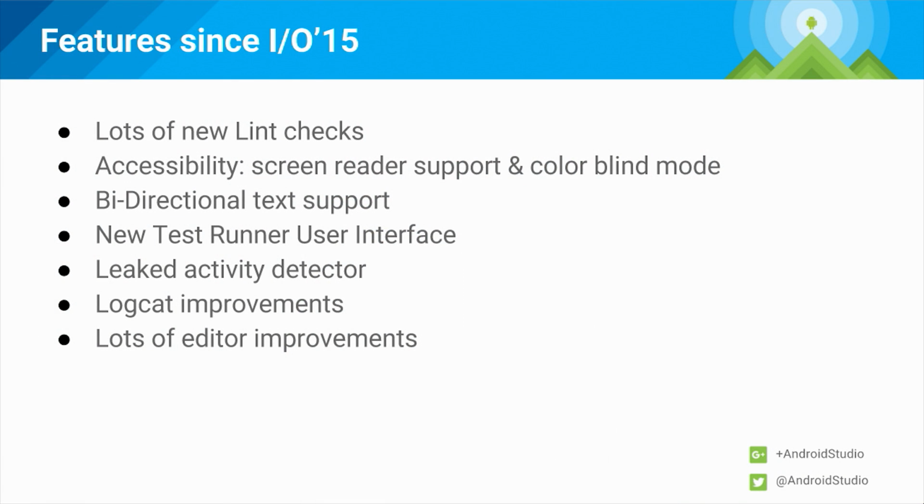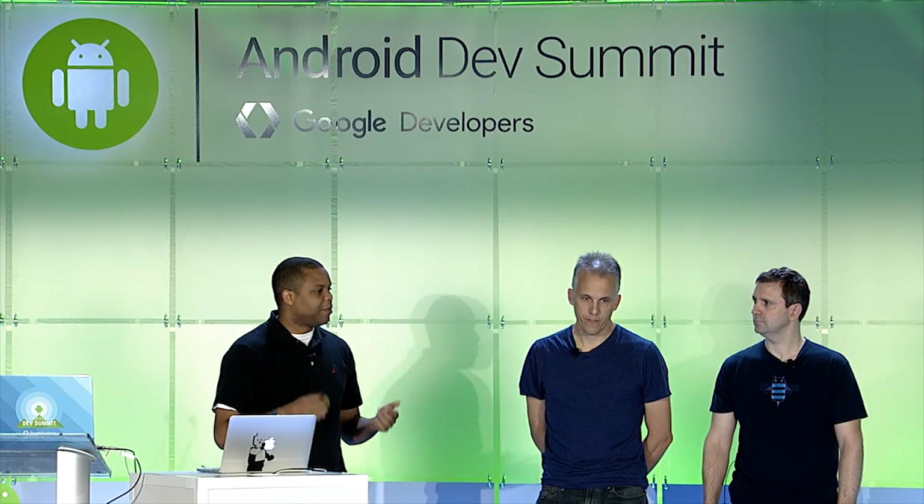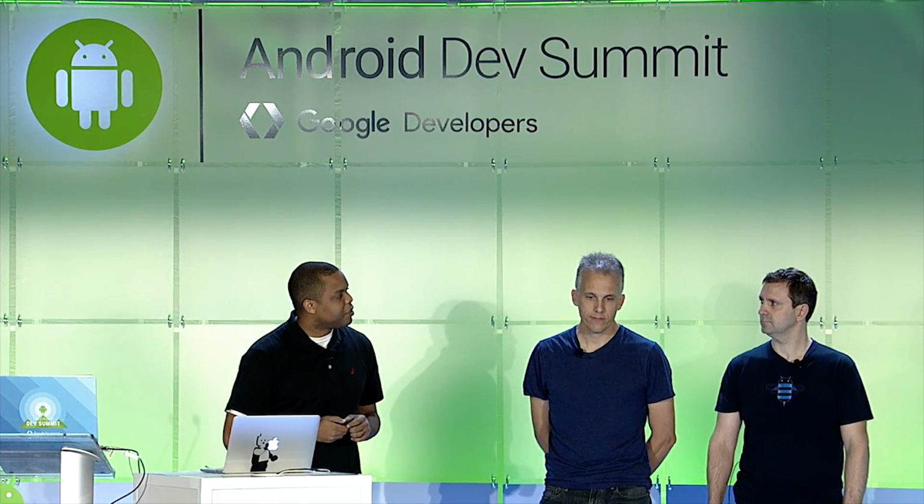And that's just an example of a few things. We had lint checks, better accessibility, bidirectional support, better test UI, logcats, and a whole host of things. And we're still investing. We're excited that we're still working on things that make your life better as an app developer. And with that, we'll jump into the build system.